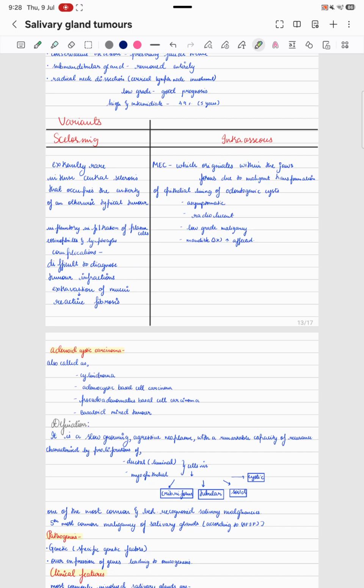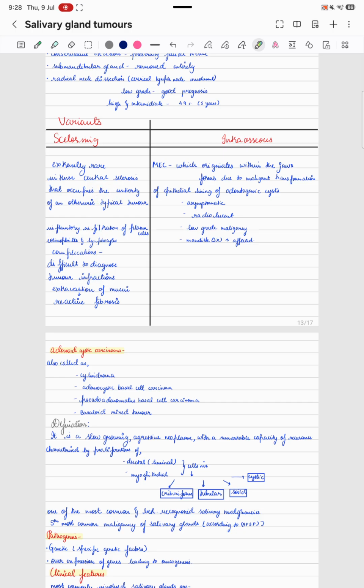Intense central sclerosing is seen that occupies entirety of the otherwise typical tumor. Okay, so sclerosing is usually rare. Central sclerosing is seen in this type of tumor. Inflammatory infiltration of plasma cells, eosinophils and lymphocytes is seen. Complication is it is difficult to diagnose. Tumor infarcts, extravasation of mucin and reactive fibrosis.